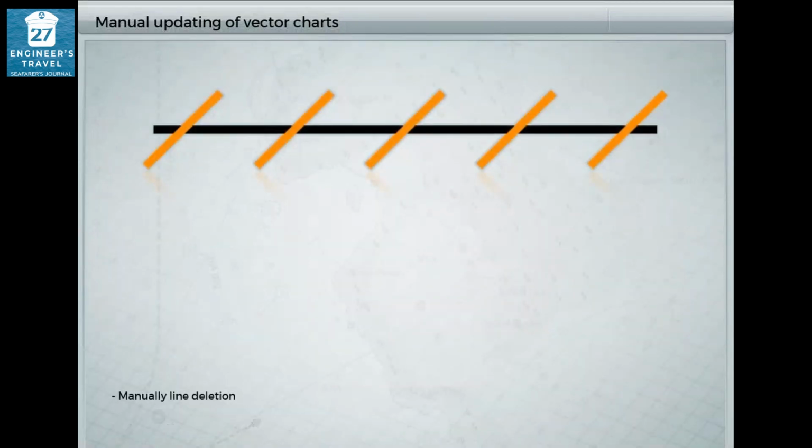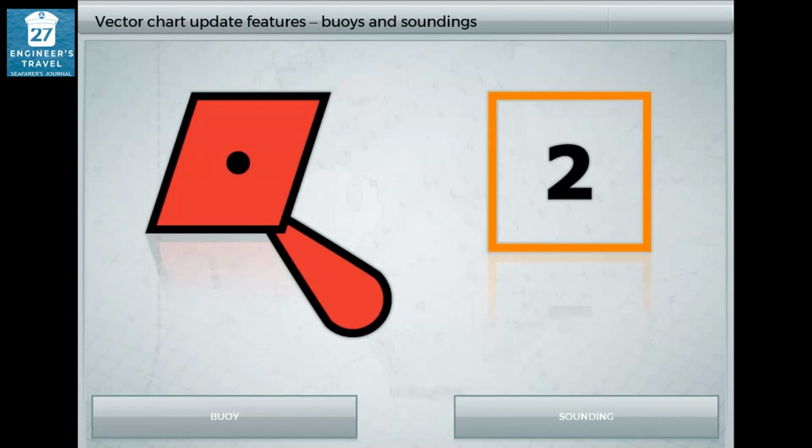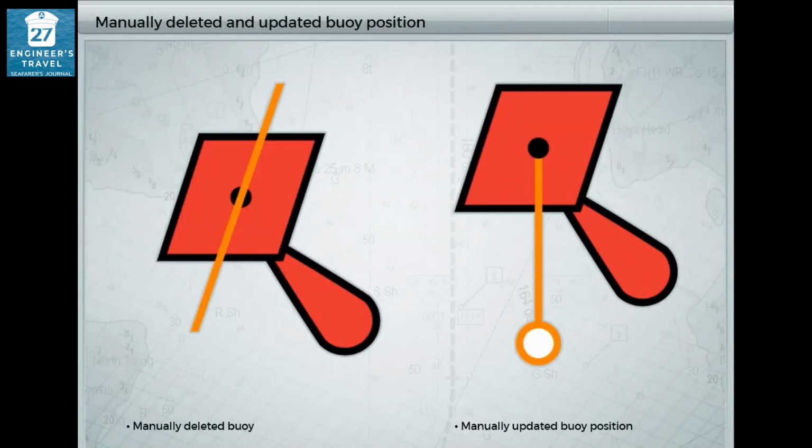The illustrations show both manual line deletion and manual line update. Click on the buttons to see how these other objects are corrected. The illustrations show manual buoy deletion and update.